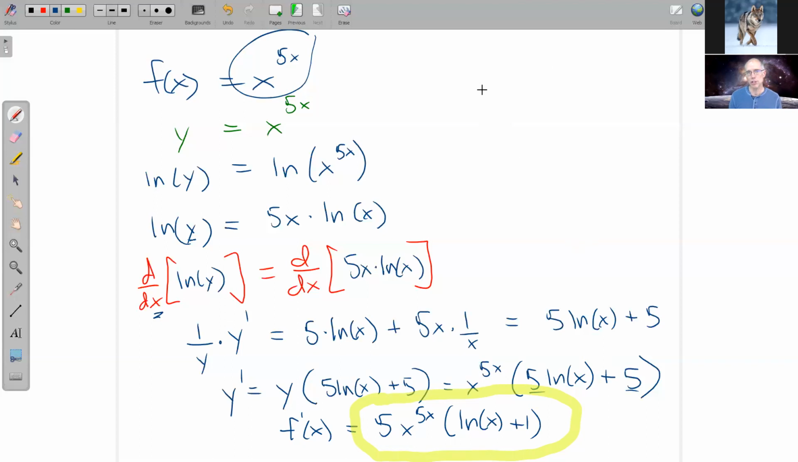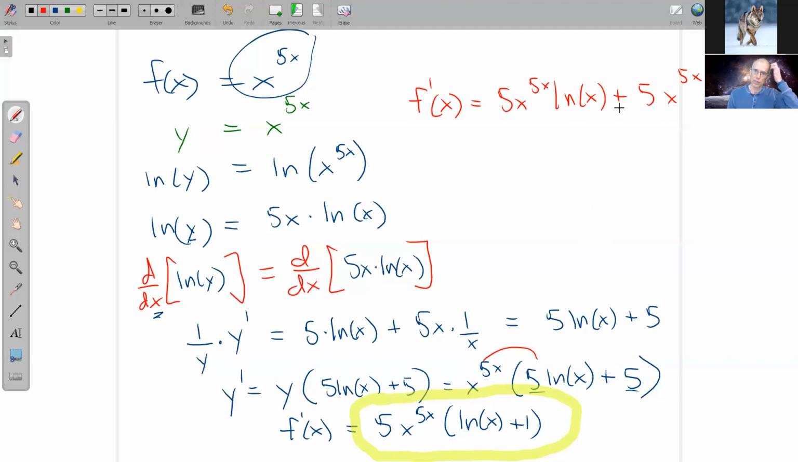If I distributed this through, so just a different version of f prime of x, that's kind of cute, is 5x to the power 5x, right? So I'm distributing that there, times the natural log of x plus 5x to the 5x.